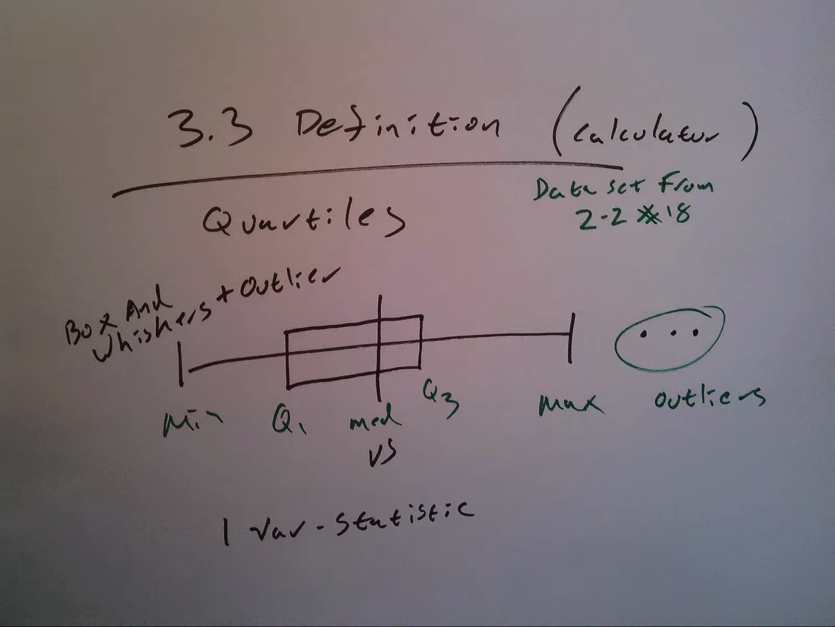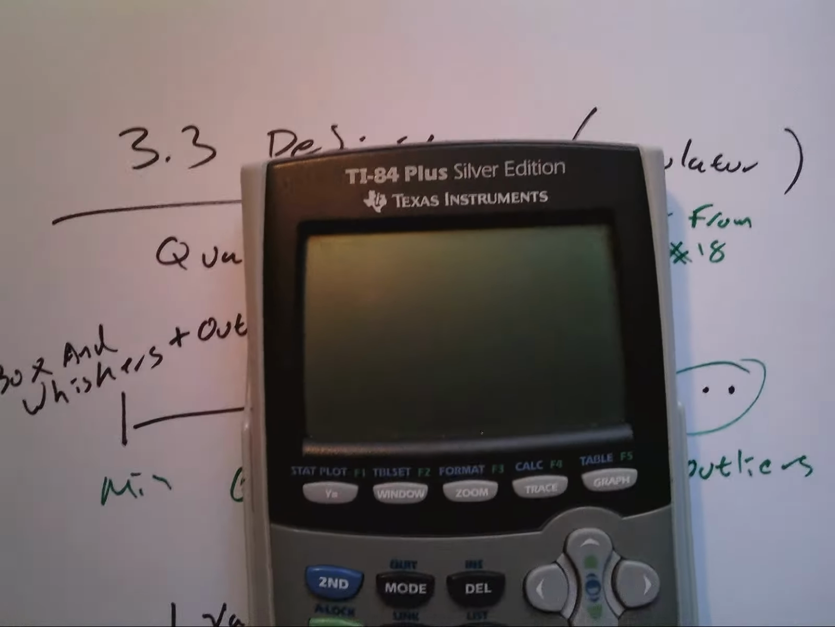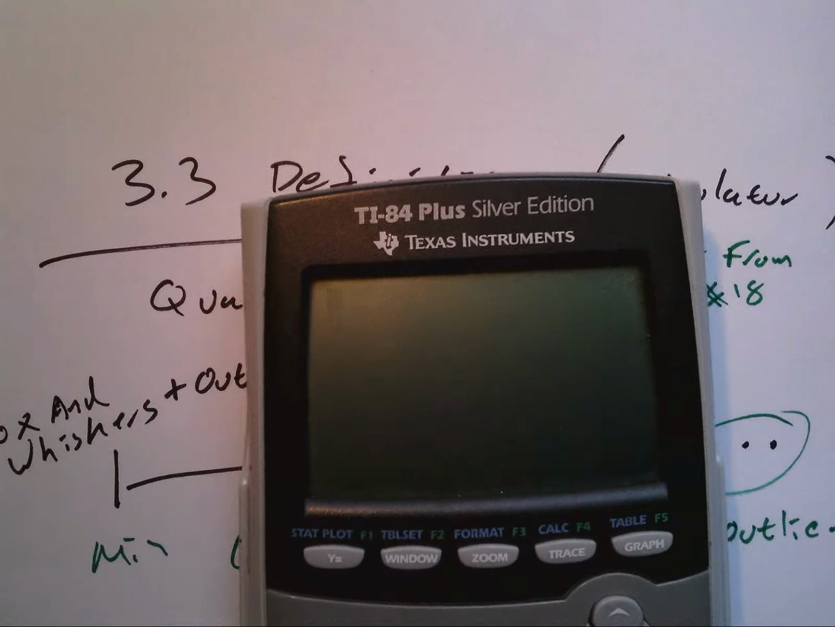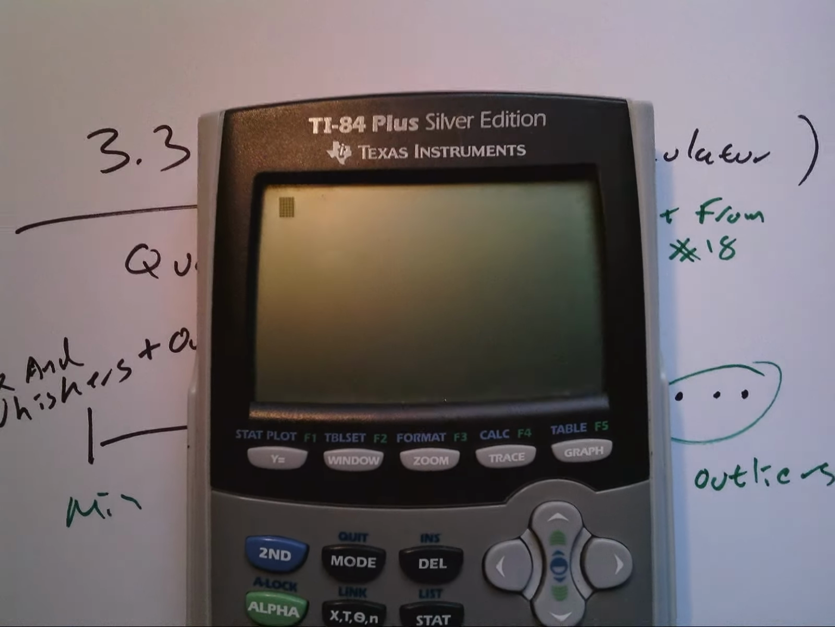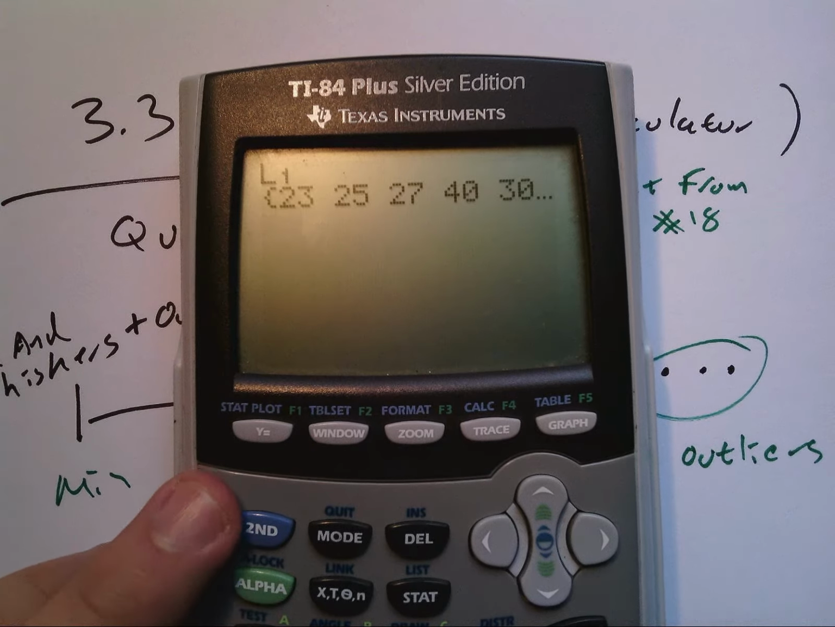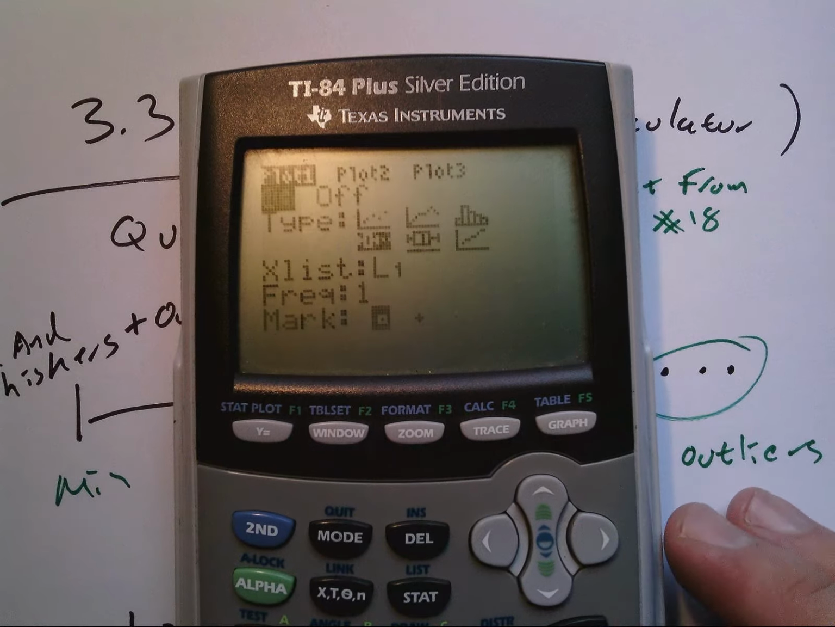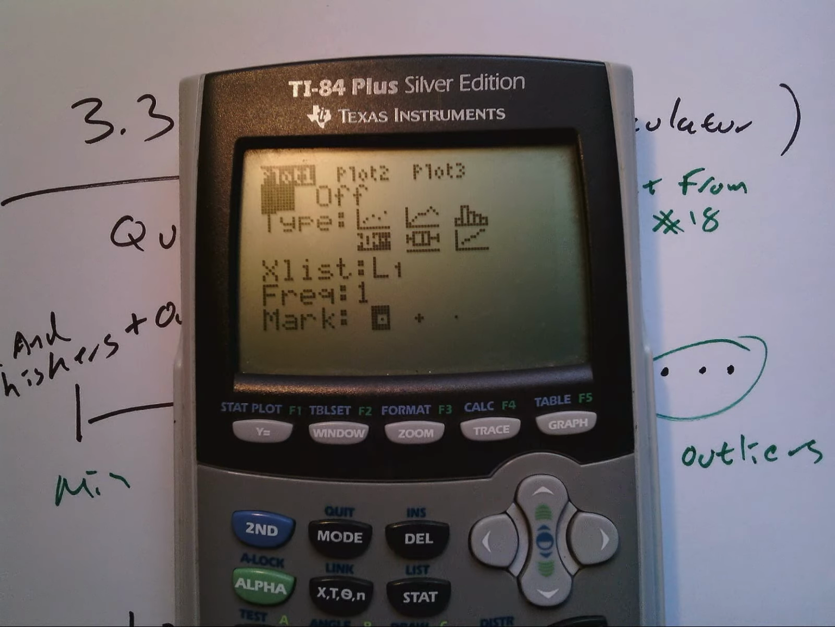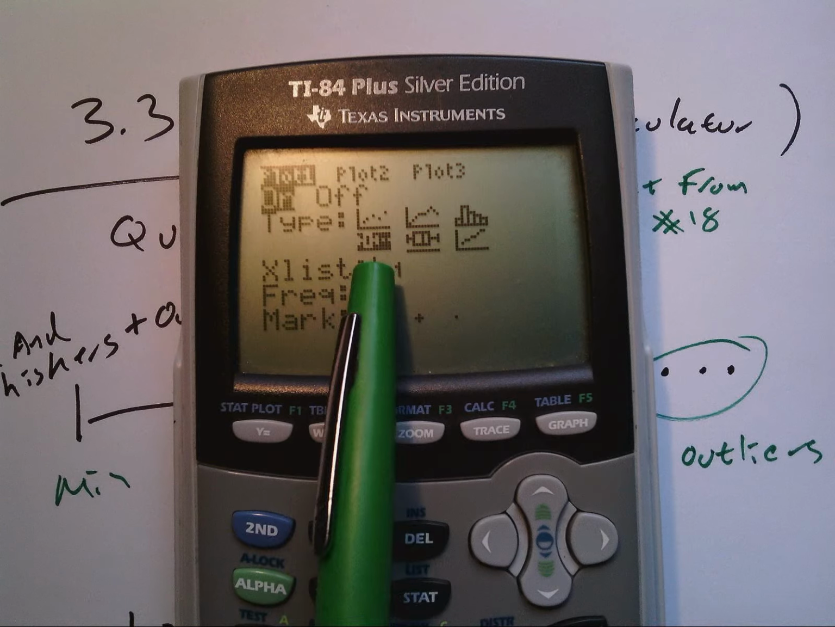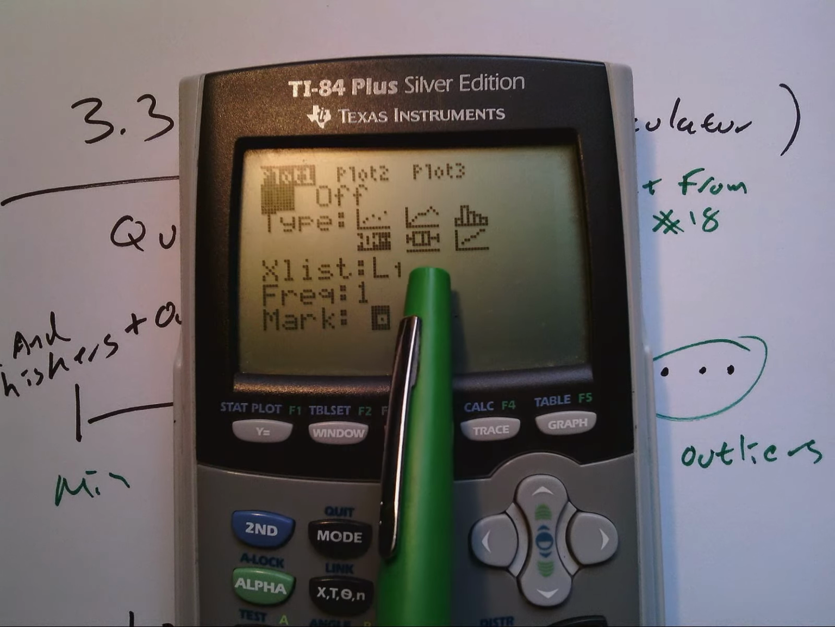Alright, on the calculator. Zooming in. Alright, I'm using the same data set we'd used before for 2-2, number 18. So I'm going to go to my stat plot. I'm going to turn it on. I'm going to go down to box and whiskers plus outlier plot, as opposed to the second to last one, which is the box and whiskers plot.